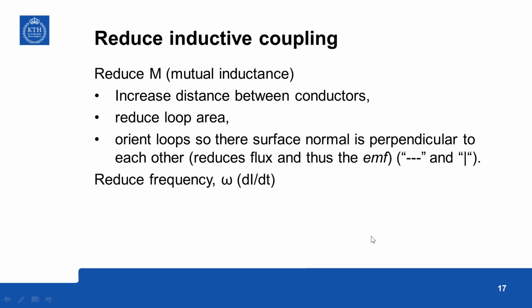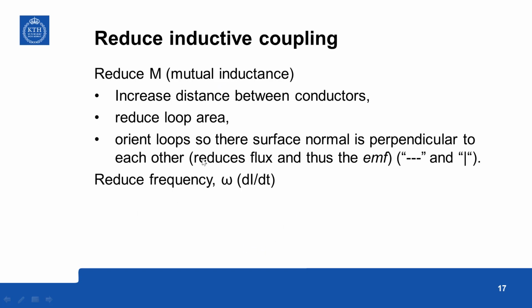So how do we reduce inductive coupling? The first line of defense is to reduce the mutual inductance M. We have seen this regarding the external inductance of circuits. If you increase the distance between conductors, you reduce the mutual inductance. Then if you reduce the loop area of the circuits, you have less area for coupling, so you reduce mutual inductance.